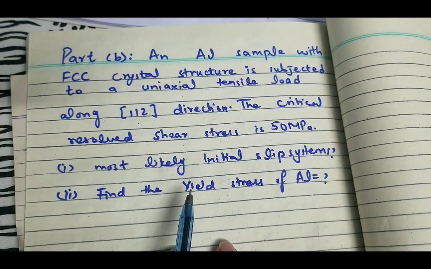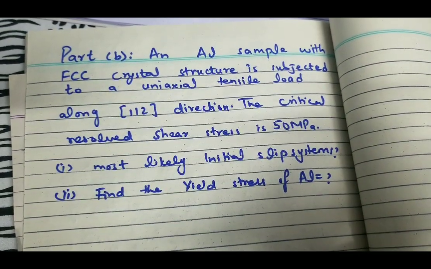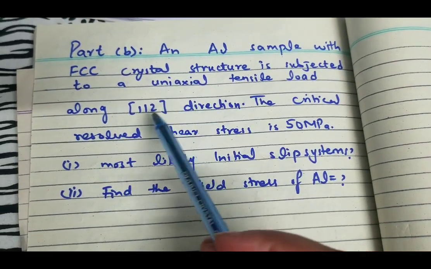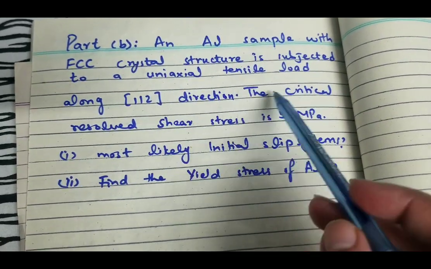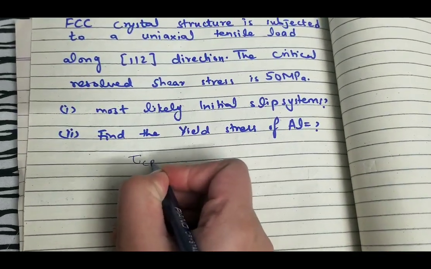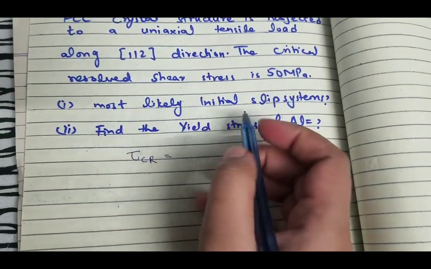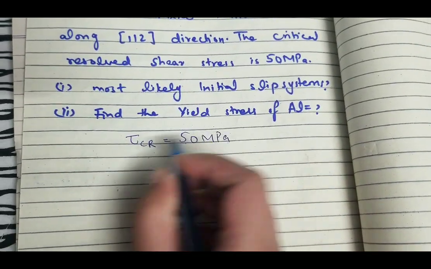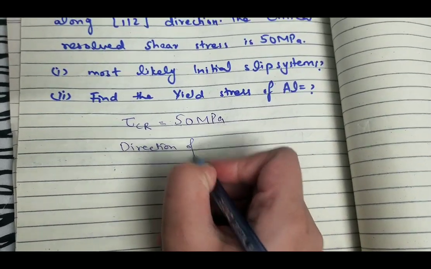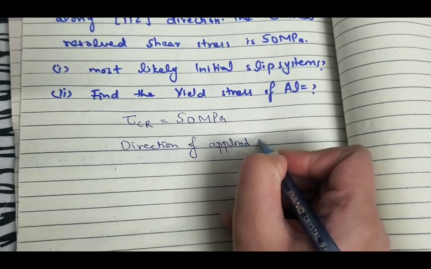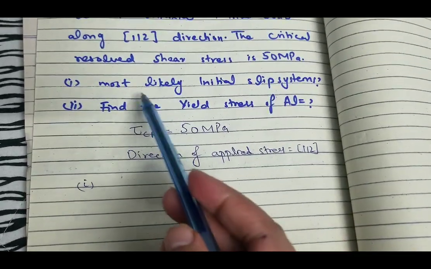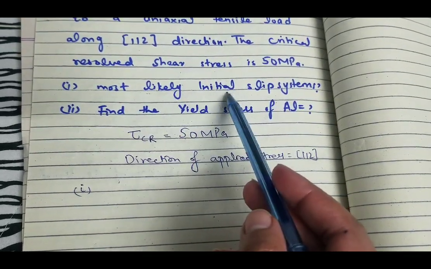An aluminium sample with FCC crystal structure is subjected to a uniaxial tensile load along the 112 direction. The stress has been applied along the 112 direction and the critical resolved shear stress is given as 50 megapascals. So tau CR, the critical resolved shear stress, is 50 megapascal, and the direction of applied stress or force is 112.